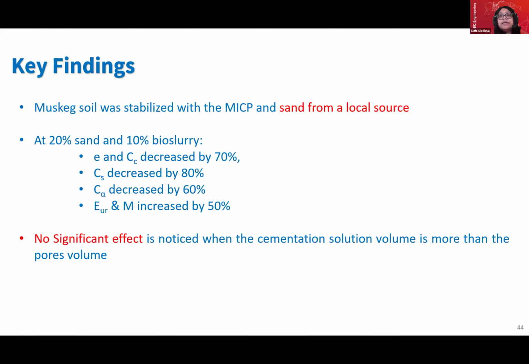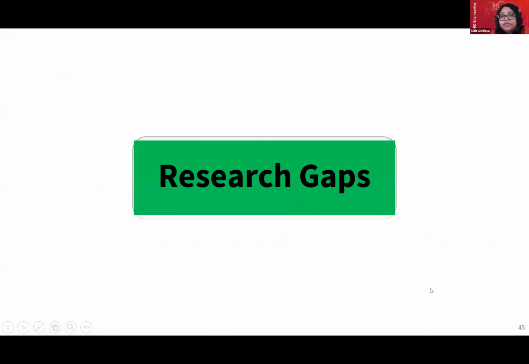In the mastic soil stabilized with MICP and sand from a local source, that's another option, because if you have locally available sand and you're using that as a stabilizing factor, that can be useful. But with the 20% sand and 10% bioslurry, we found that that's optimum, and the E value and CC decreased by 70%, and CS decreased by 80%, and C alpha decreased by 60%. And stiffness properties, E and M, increased by 50%. No significant effect is noticed when the cementation solution volume is more than the pore volumes.